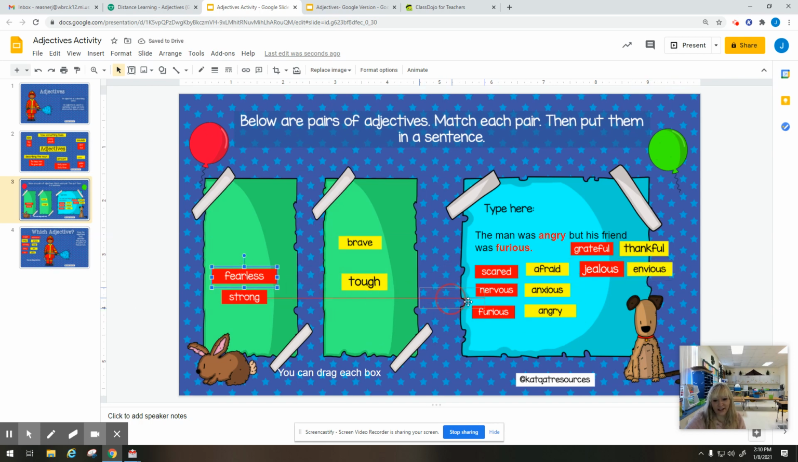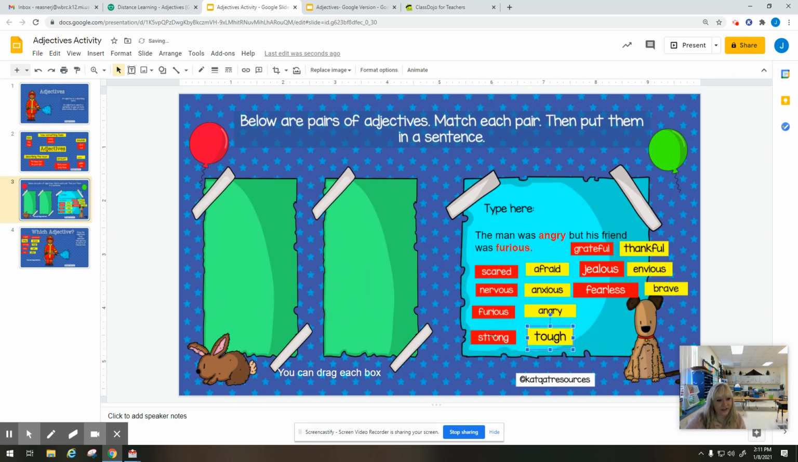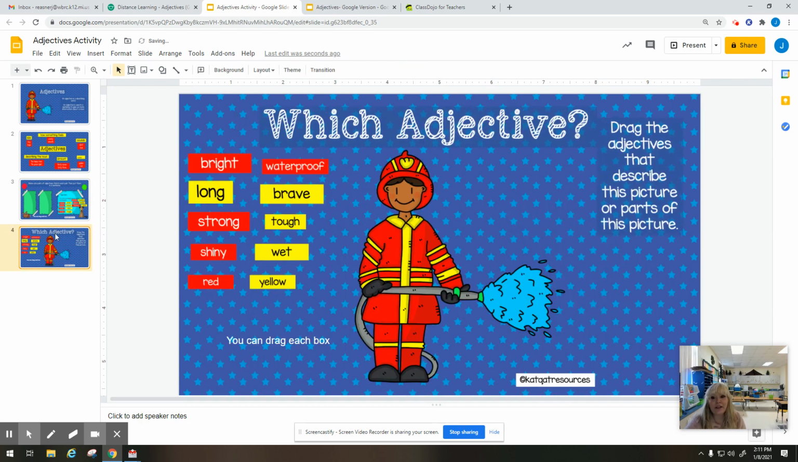And let's go to fearless. What is fearless's pair? Brave or tough? That's right. If you're fearless, you're very brave. And then we see strong and tough are our last two, so that'll be our last pair. Great job, second graders.